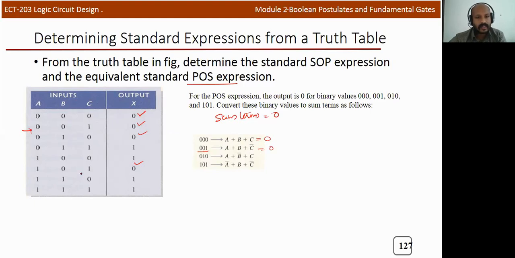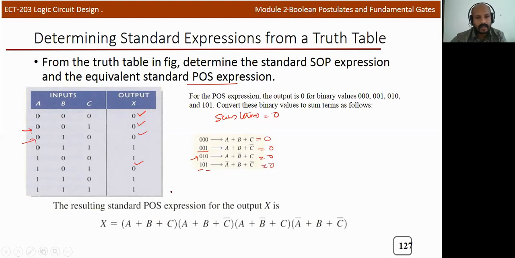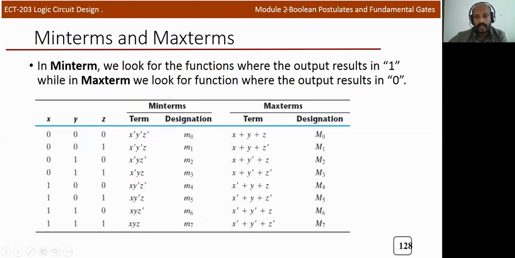Then the other term is 0 1 0, for which we write a plus b bar plus c, because here b is equal to 1, so b bar is equal to 0. And for the last term, a bar plus c bar should be 0, so a is equal to 1 and c is equal to 1, so the output will be 0. You can combine all these terms in a POS format: 4 sum terms, and we are performing the AND operation.